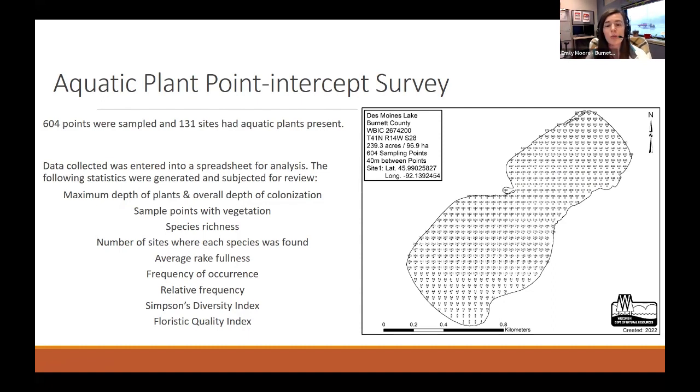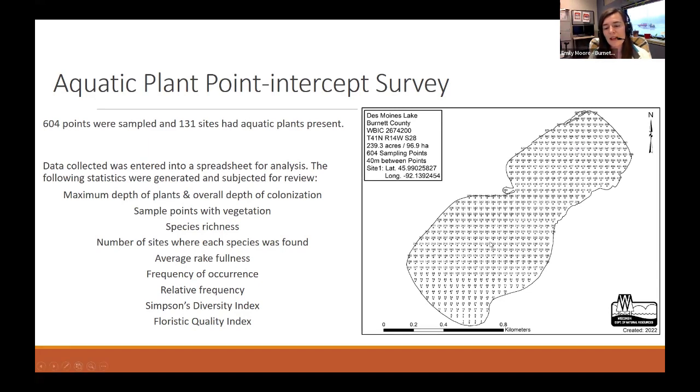intercept survey. So a point intercept survey is basically sampling every single one of these points that you can see on the right figure. So Des Moines has 604 points, and we went to every single one of these to find the littoral zone, or where the plants grow within the lake, and I'll get to that in the next slide. Once we find out where those plants stop and when they're too deep, then we kind of just skip over some of those points.